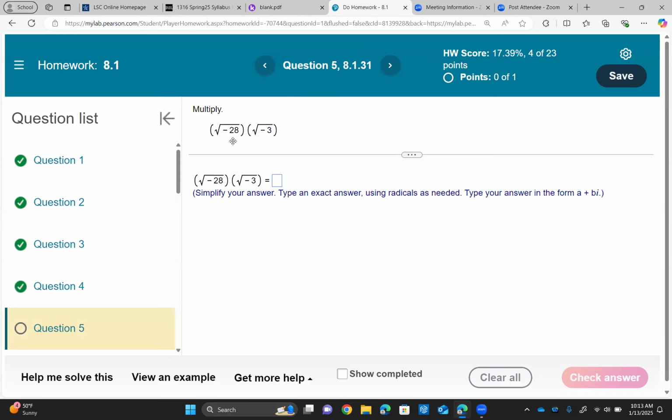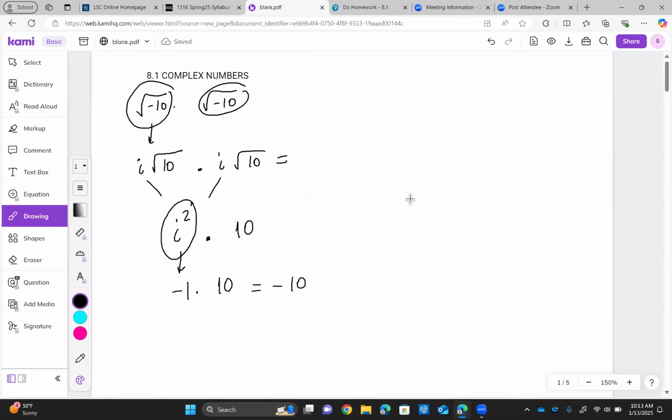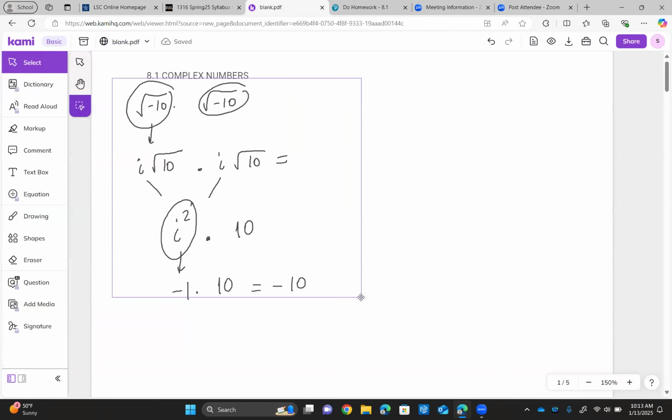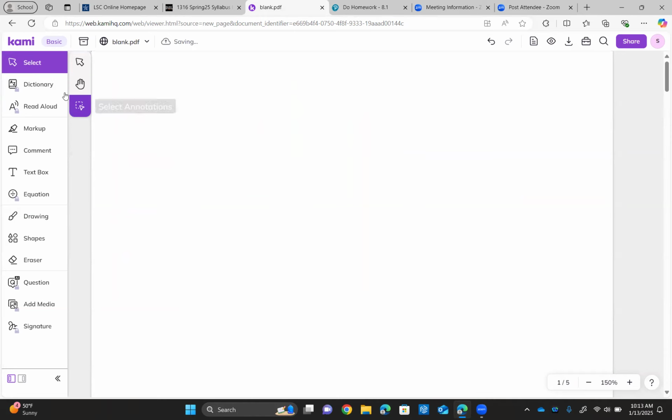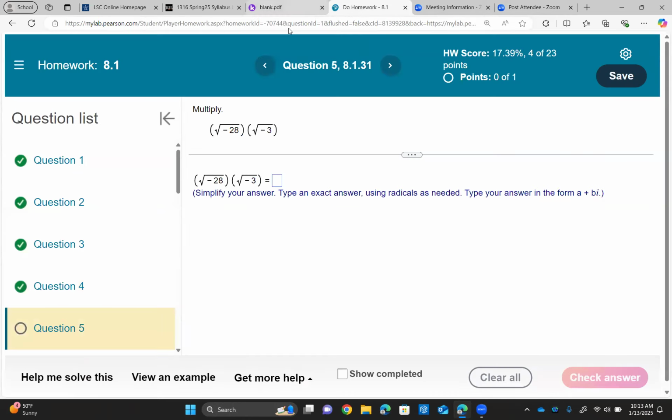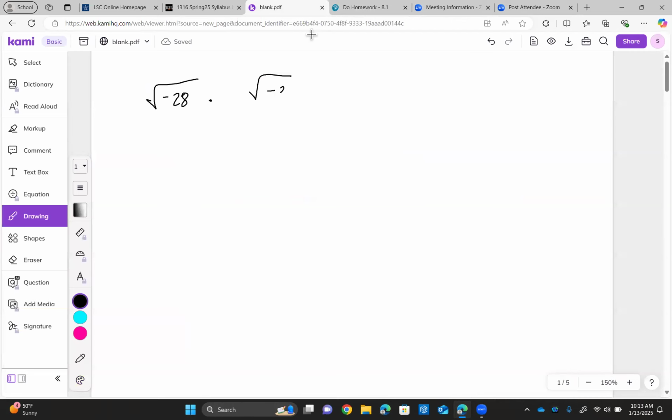Similar question, the numbers have changed to -28 and -3. So let's go here, and then we're going to just open some space here, and then we want to simplify square root of -28 was the first number, and we're trying to multiply it by square root of -3. Again, we're going to simplify each one. This one, the negative inside the radical means an i outside.